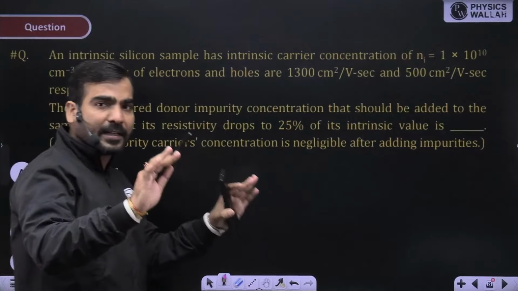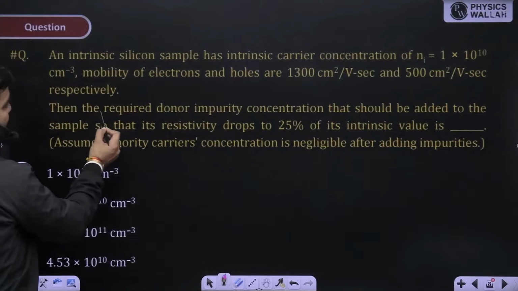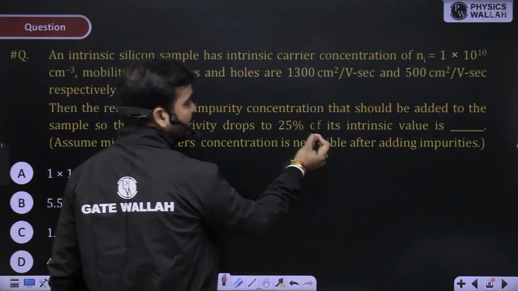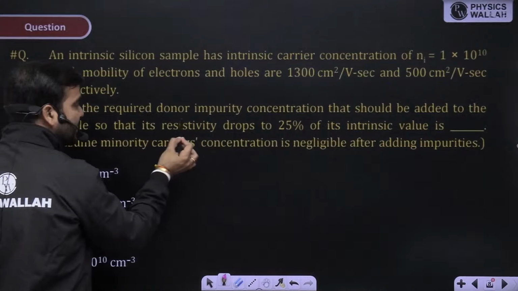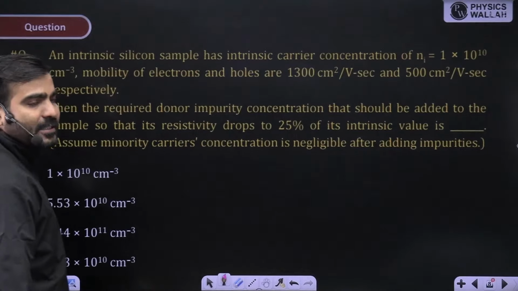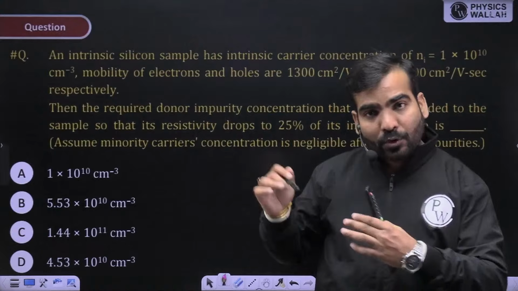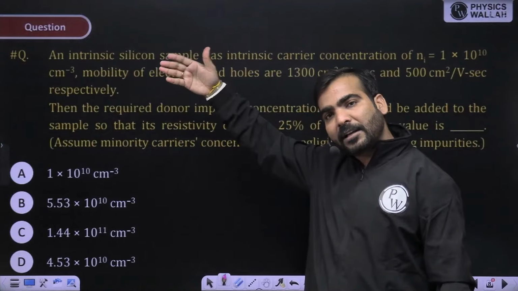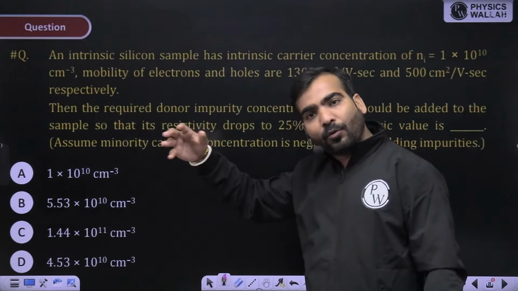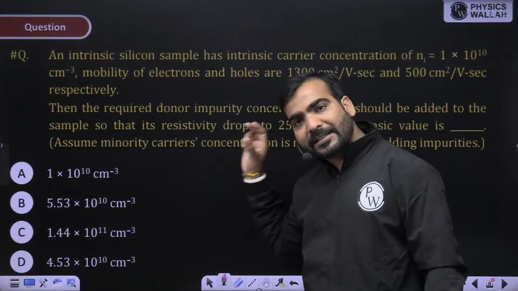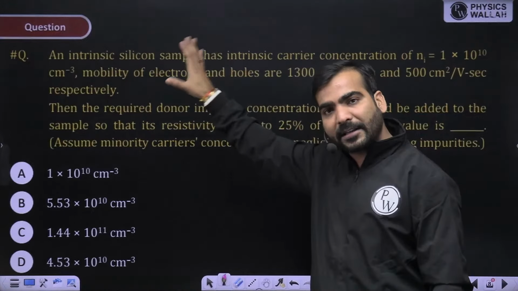Initially the semiconductor is intrinsic. Now we are doing some doping of donor type. Now the statement is, then the required donor impurity concentration that should be added to the sample so that its resistivity drops to 25% of the intrinsic value. Obviously, when we do the doping, conductivity increases, resistivity decreases. So initially it is an intrinsic semiconductor, having some resistivity. Now you are doing the donor type of impurity addition. Now obviously resistivity will drop. Now resistivity is 25% of the initial resistivity, or intrinsic resistivity we can say.